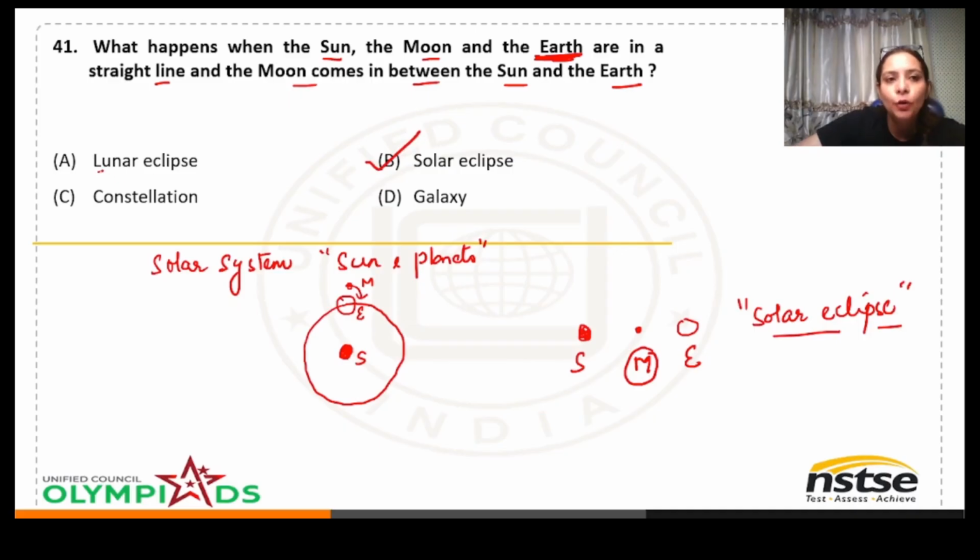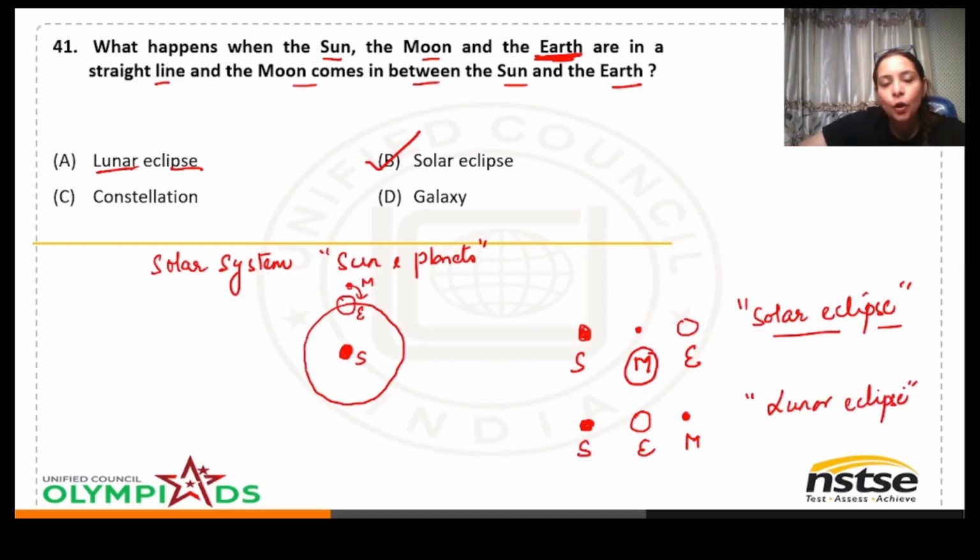Otherwise, if we talk about lunar eclipse, it is just opposite to it. In lunar eclipse, the sun is here and the earth is in the center of sun and moon. So this situation is called a lunar eclipse.